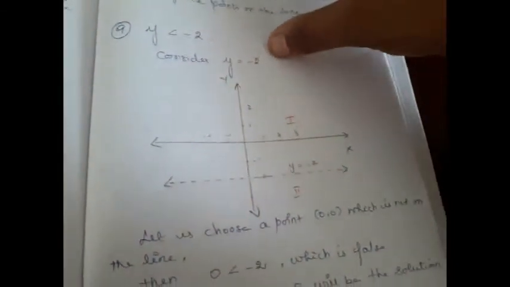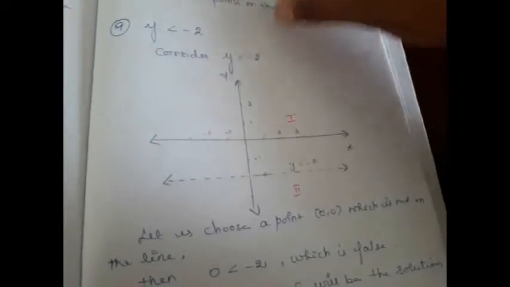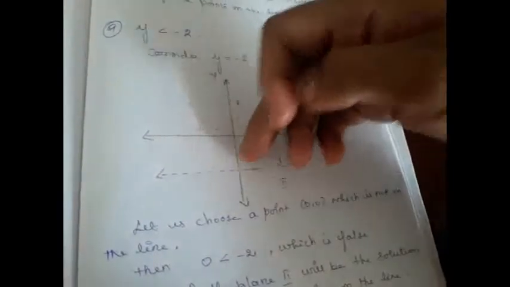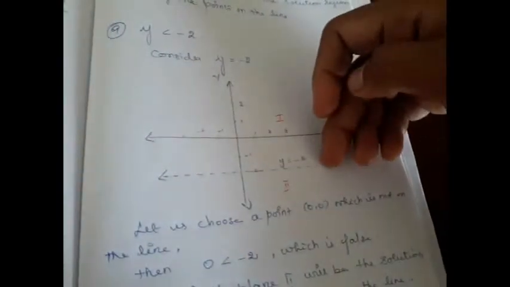See, I have done one more problem for you. y is less than minus 2. So again, consider it as an equation. So y equal to minus 2. If we draw a graph for this, y equal to minus 2, how will it be? You have to plot it at minus 2. If you take any value of x, the value of y is going to be minus 2 only.